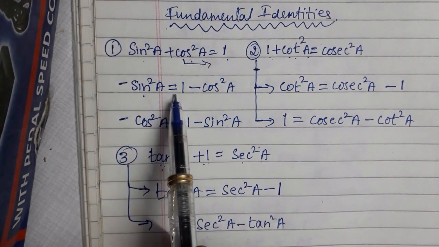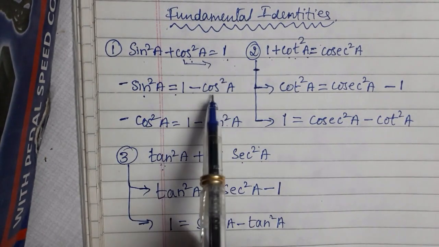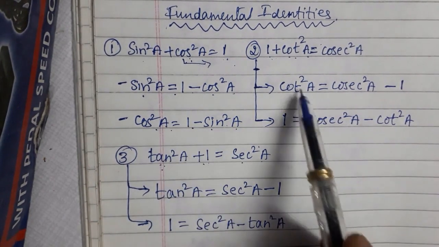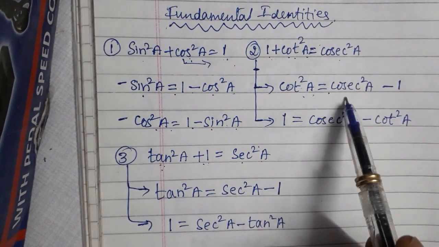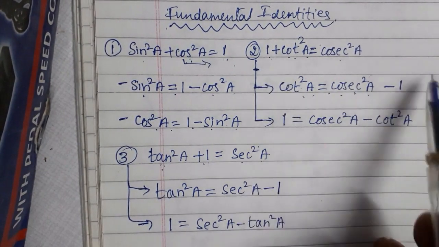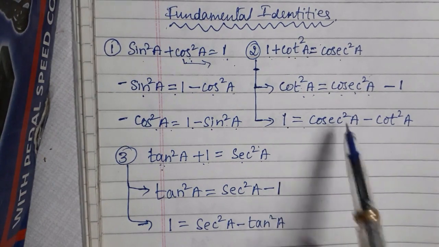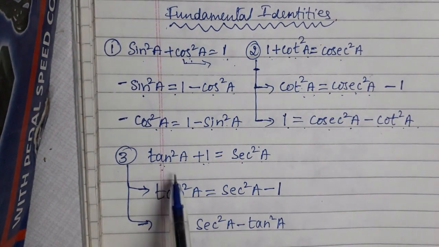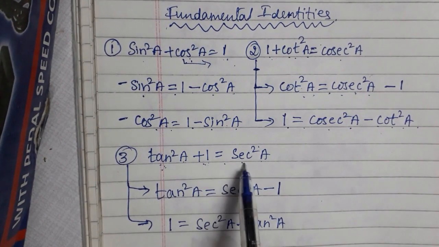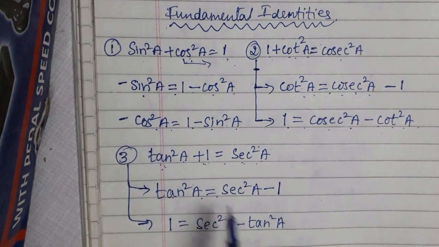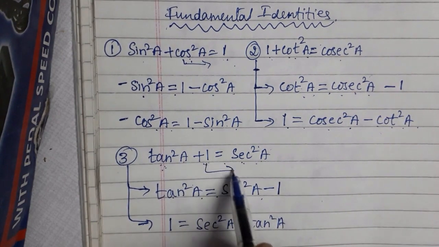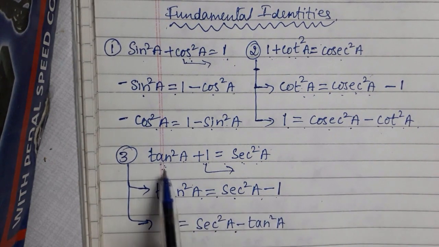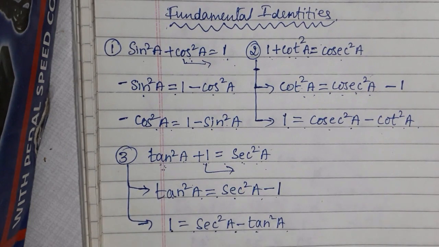That is, sin square A is equal to 1 minus cos square A. Cos square A is equal to 1 minus sin square A. Cot square A is equal to cosec square A minus 1. 1 is equal to cosec square A minus cot square A. Tan square A plus 1 is equal to secant square A. Tan square A is equal to secant square A minus 1. 1 is equal to secant square A minus tan square A.